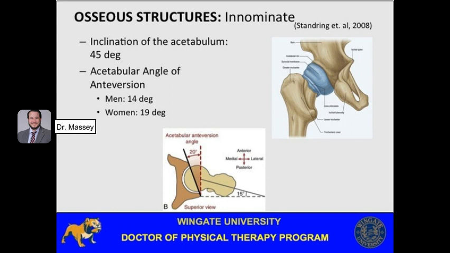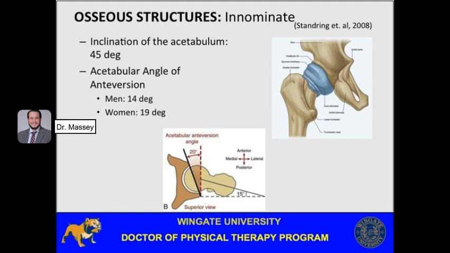So, angles to note for the acetabulum, our angle of inclination. If we were to look at the line between the most prominent ridge of the acetabulum on the superior and inferior aspects, we would expect a line of about 45 degrees of inclination there. Additionally, if we were to look from anterior to posterior, we would note that the line between the medial and lateral most margin of the acetabulum compared to an anterior to posterior line, we would expect about 14 degrees in men, about 19 degrees or so in women.